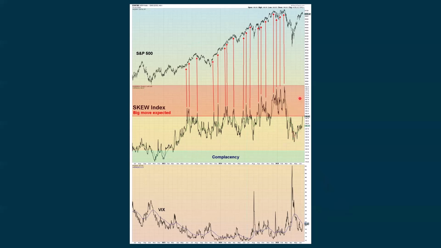If we do go up into the red area, the market is expecting some kind of big move. We don't know just by looking at this chart, because you can see it marked along the way here. Sometimes that marked the top, sometimes it marked the bottom, sometimes it was just a continuation of what was already happening with the S&P. But we use other charts to give this chart some context, so we'll be keeping an eye on that.